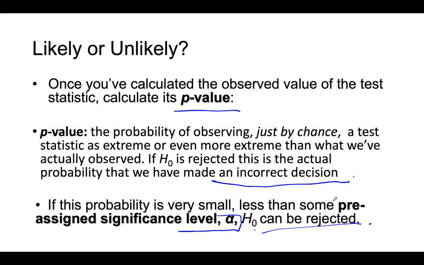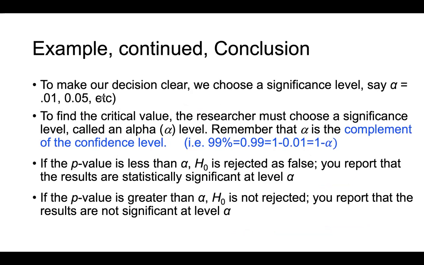So if it's a very, very small value, less than alpha, then we can reject this null, because this is less than this. So the p-value, by definition, is the probability you made an incorrect decision. So let's continue. To make our decision clear, we choose a significance level.